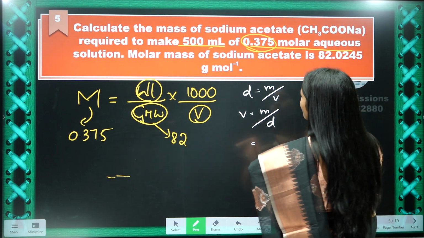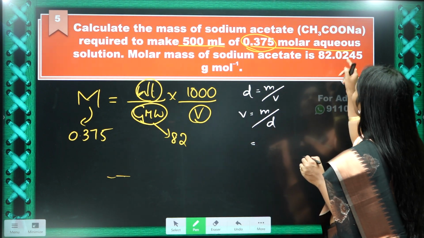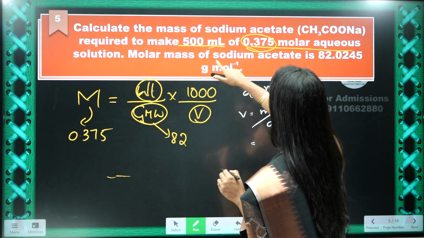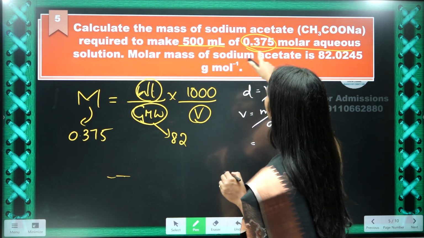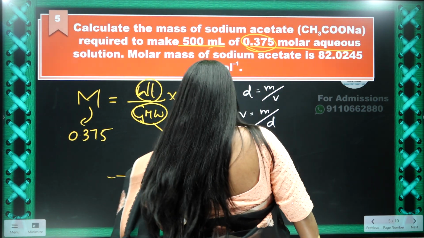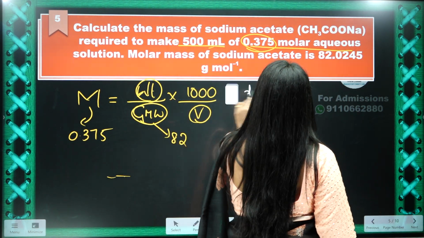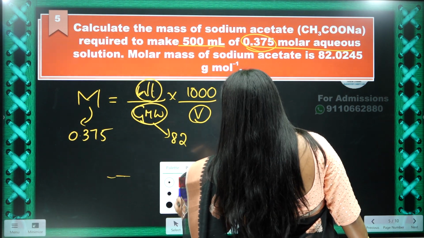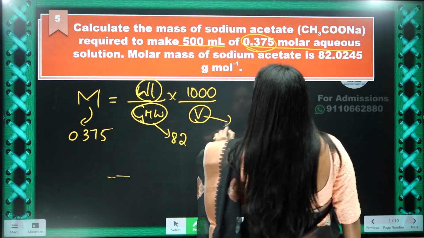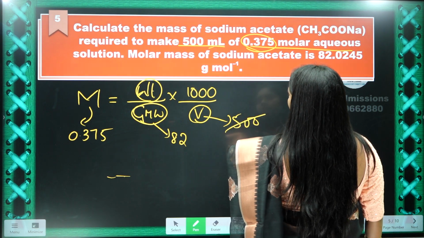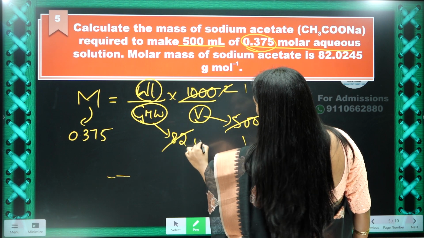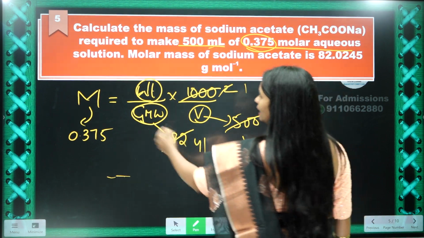What is the mass of the solution, my dear students? Volume is already given, no? Yes, volume is given. How much is the volume? Direct question. How much is the volume? 500. Then multiply this.